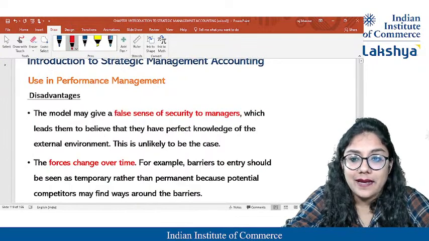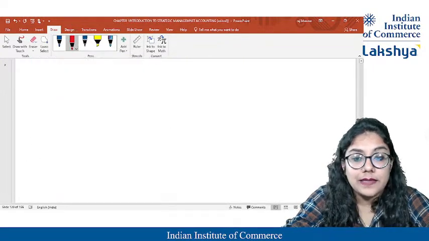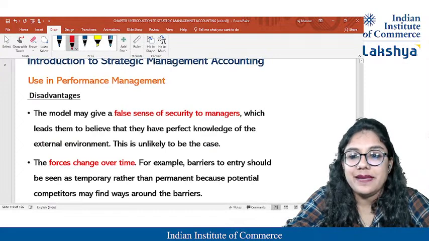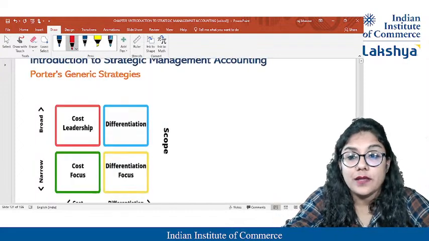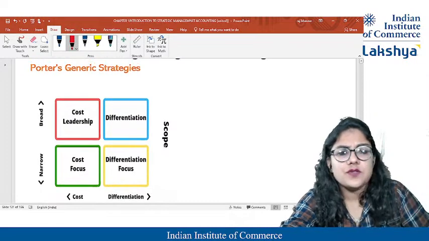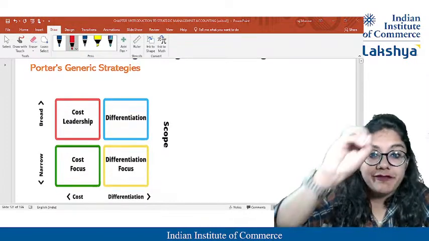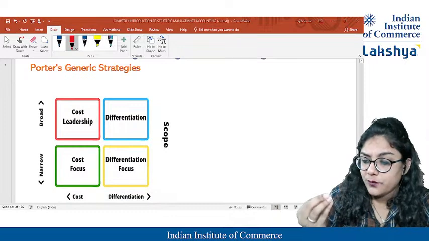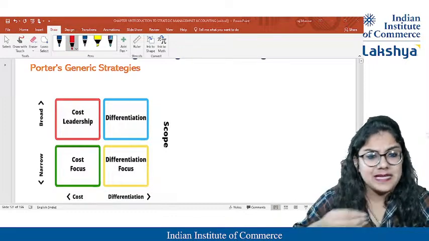Then guys, over here, certain benefits and disadvantages are there for both. Now students, we have Porter's generic strategy. So up to now we have understood Porter's 5 forces model. There were forces which, if more, are negative.